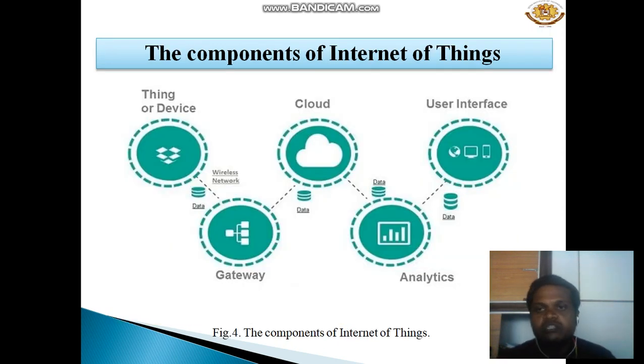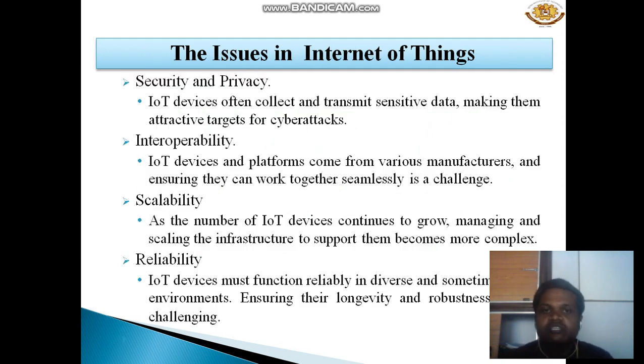So what are the components of Internet of Things? There are things or devices which gather information from the environment. The gateway will store the information to the cloud. The cloud will process a massive amount of data gathered by the devices, and analytics like data pre-processing and other operations will be done. Finally, user interfaces, like mobile interfaces and other dashboards, will be used. So these are all the components of Internet of Things.